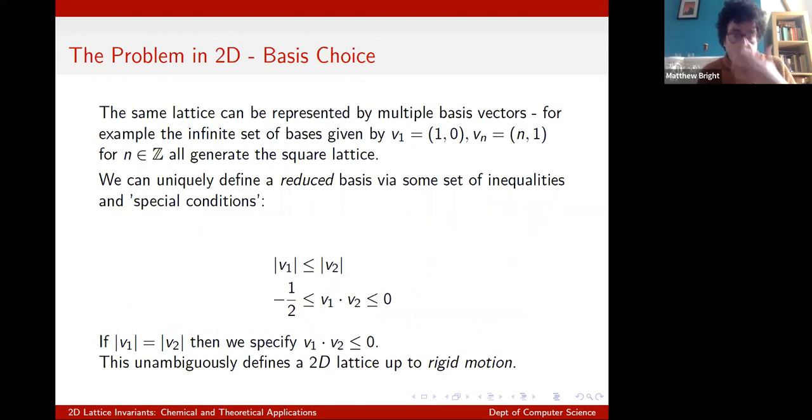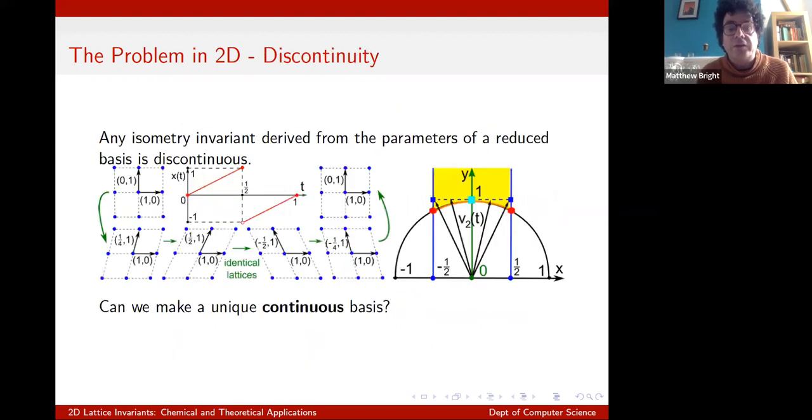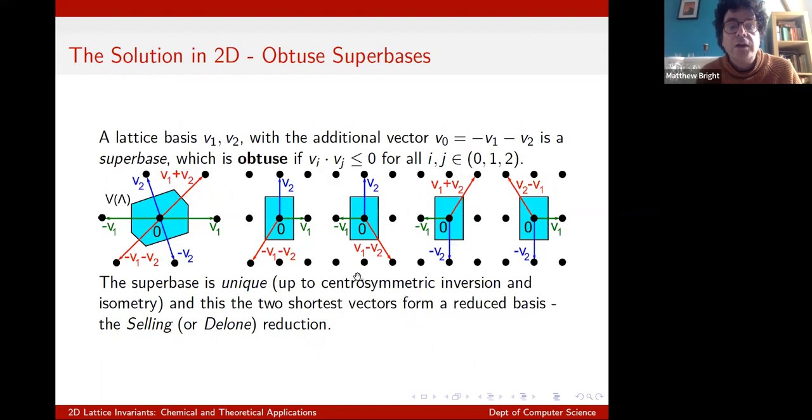One of the problems with doing that is basis choice. You can always pick a reduced basis, but there are reasons why, as illustrated here, it's difficult to derive a continuous isometry invariant from such a basis. But if you add another vector and create a superbase and demand that it's obtuse, this Selling reduction gives you the extra bit of information you need to nail this down to something continuous.